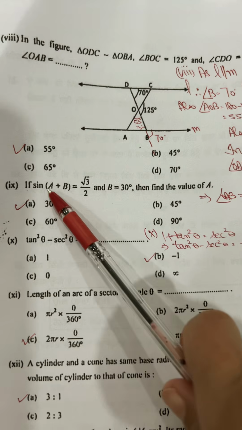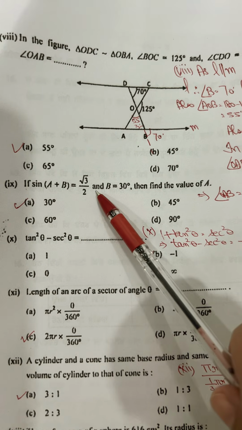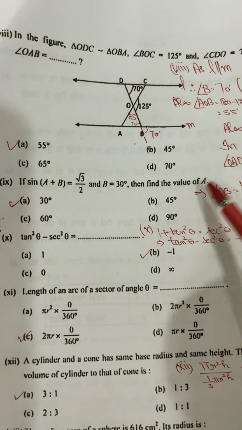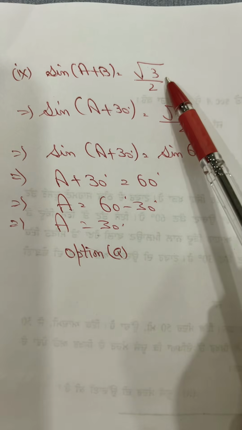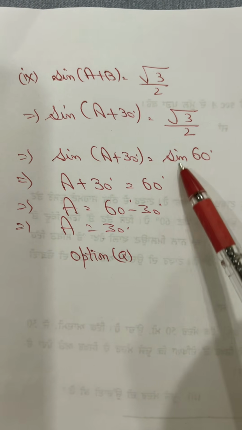Question number 9. If sine of A plus B is equal to square root 3 over 2 and B is equal to 30 degrees, then we have to find the value of A. Let's see its calculation. Here sine of A plus B is equal to square root 3 over 2, which is equal to sine 60.